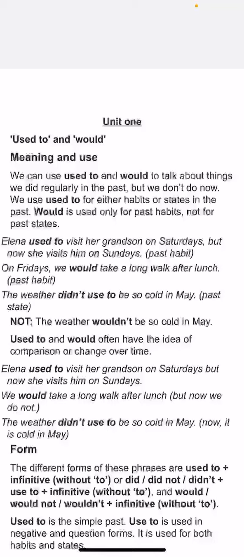We are specifically going to look at the two forms "used to" and "would". We can use "used to" and "would" to talk about things we did regularly in the past, but we don't do now. We use "used to" for either habits or states in the past, but we use "would" only for past habits, not for past states.